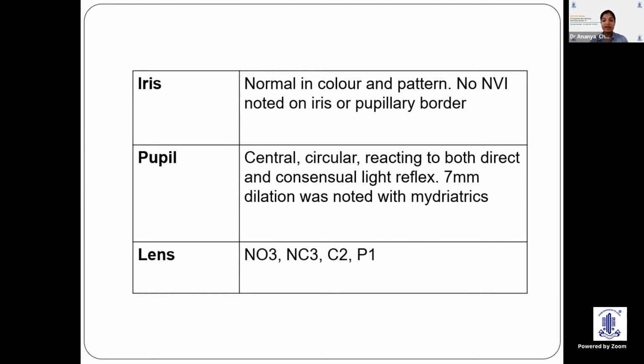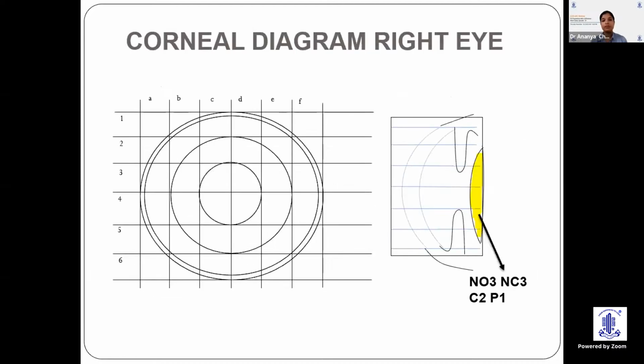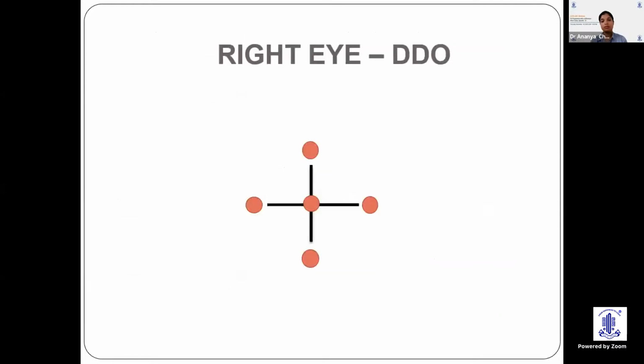Lens, cataract grade was nuclear opalescence grade 3, nuclear color grade 3, cortical 2 and P1 as per LOCS 3 classification system. This is the corneal diagram of the right eye depicting cataractous lens. Distant direct ophthalmoscopy of the right eye. Glow was present in the primary gaze and in all 4 quadrants.